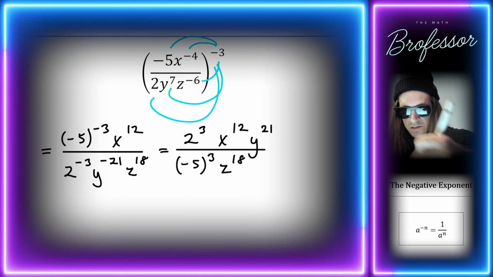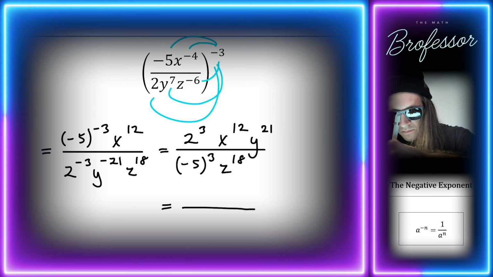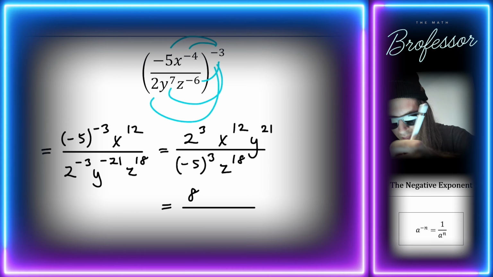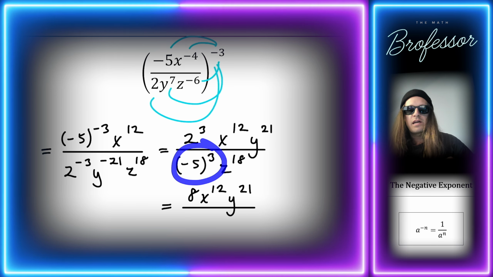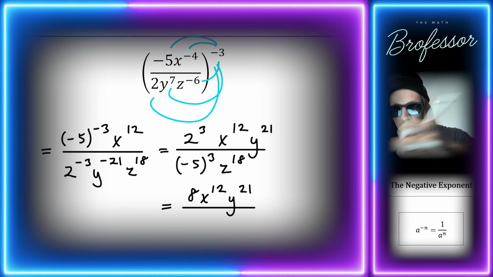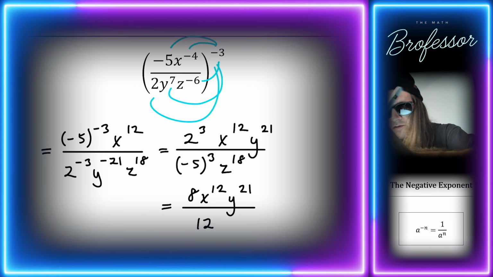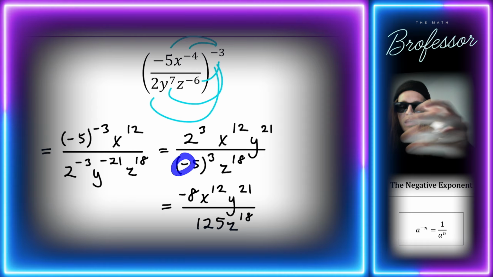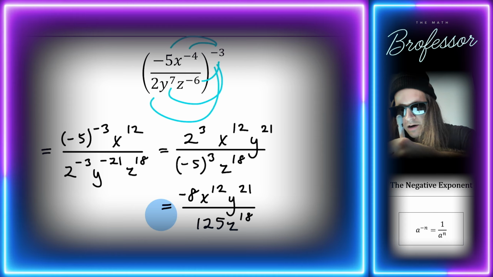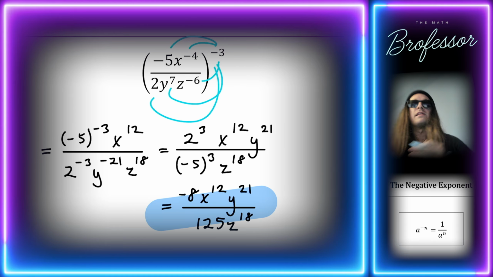Equals. Can I finish this in one more step? Yes. 2 to the 3rd power is 8. Actually, all we have to do is the numbers now. What is negative 5 to the 3rd power? Negative 5 times negative 5 times negative 5 is negative 125. 125. It is negative. But I'm going to put the negative up here with the 8 now. So, again, this 8 is now negative because of that negative right there. I just prefer to have it in the numerator. To me, that looks cleaner. That's the answer.